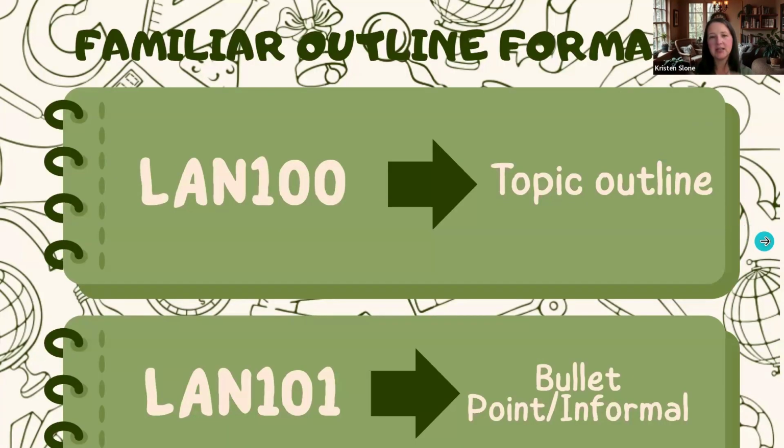Now, I kind of just said this, but LAN 100 is going to use a topic outline. It's going to be less specific. It's going to focus on, like, what's my topic, and then what's my main point in each body paragraph, and then kind of leave it at that. LAN 101 uses a bullet point / informal type outline. So it's not cut and dry, but that's the overall style of outline that each of those courses uses.